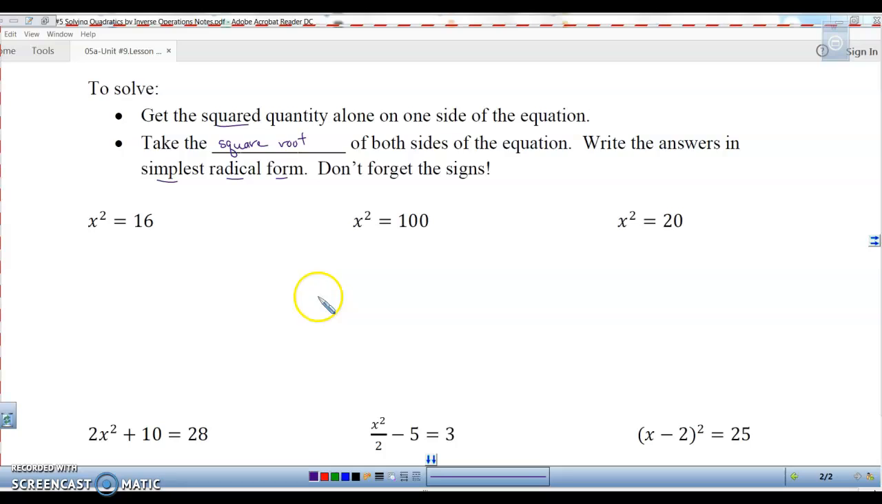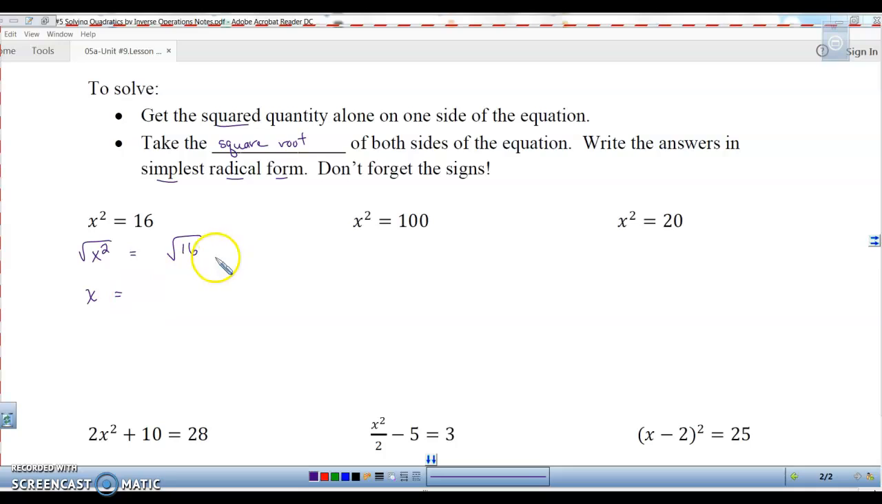Okay, so very simply, the first thing you have to do is get the x squared by itself. So for this first one, the x squared is by itself. x squared equals 16. Okay, now what we want to do is take the square root of both sides. If I take the square root of this side, I also have to take the square root of the other side. Okay, now what happens when you take the square root of a square? It cancels the square out because you're undoing it. The square root of x squared is just x.